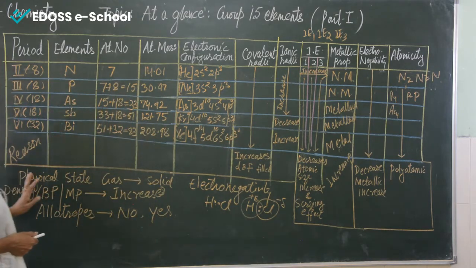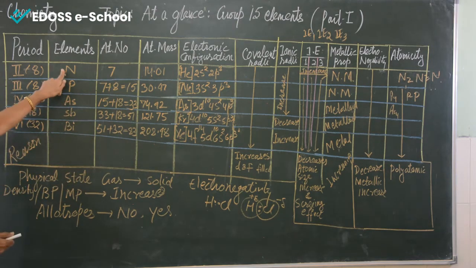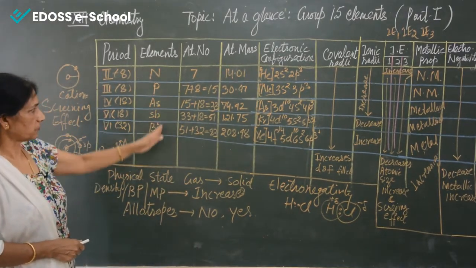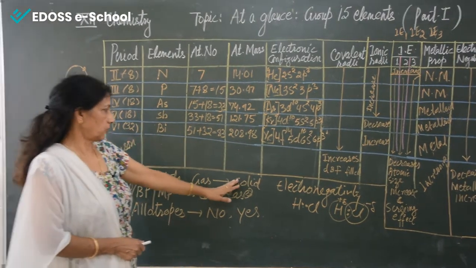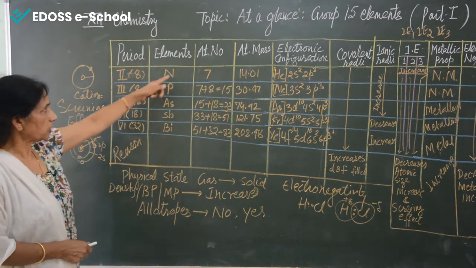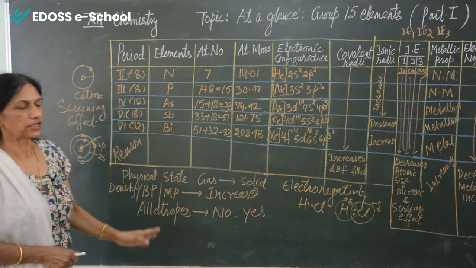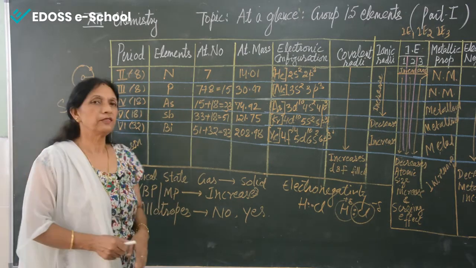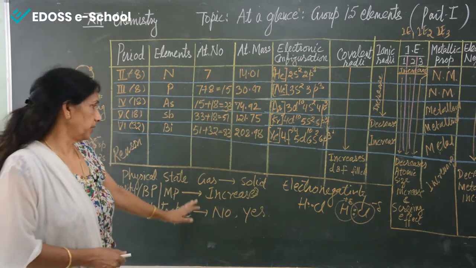Now coming to physical state. Physically we know that only nitrogen is found in gaseous state and the rest are all solid. From phosphorus to bismuth all are solid. And density, boiling point and melting point: because atomic number is increasing, we can say that their density will increase, their boiling point will increase and their melting point will also increase.